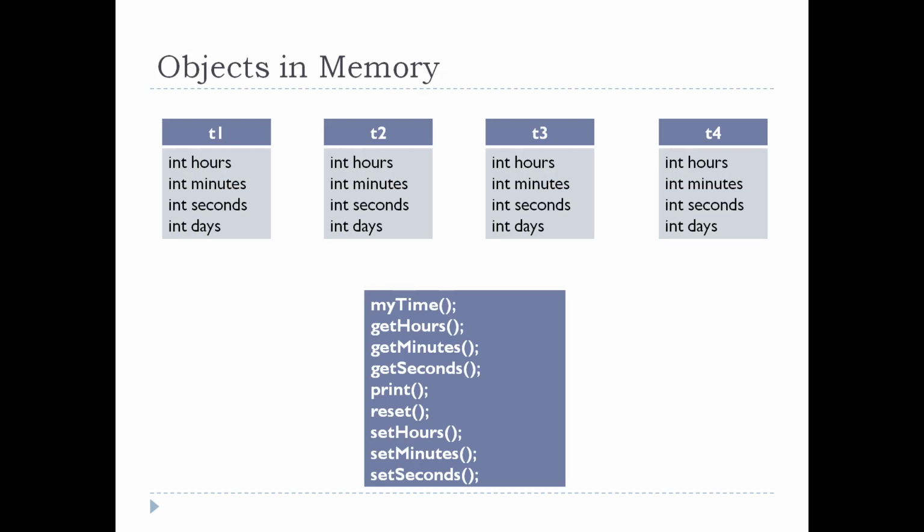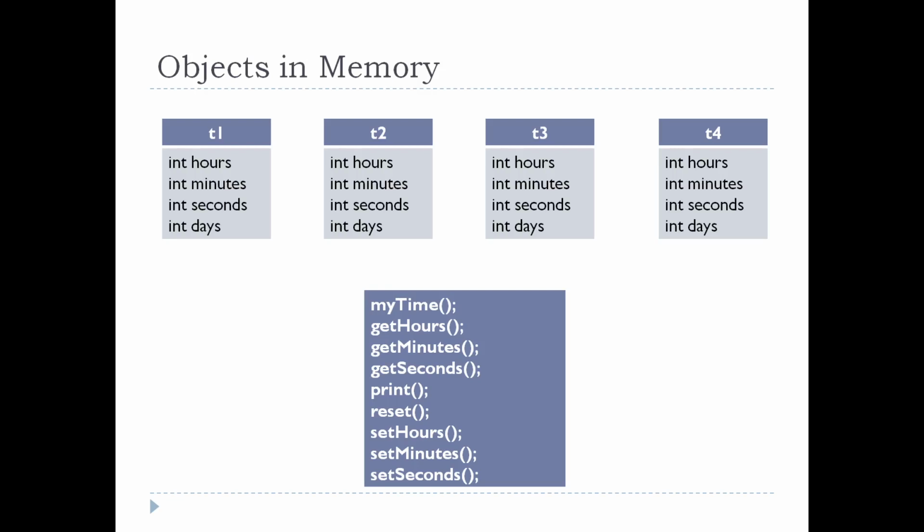Now what about the member functions? The member functions' copies are not maintained for each object. There's only one copy of each member function for all the objects of the class. Whether that member function is the constructor, a get function, a set function, a print function or a reset function, any member function, there's only one copy of it for all the objects in the class. It also makes sense, because there is no value in storing multiple copies of the same code for different objects.